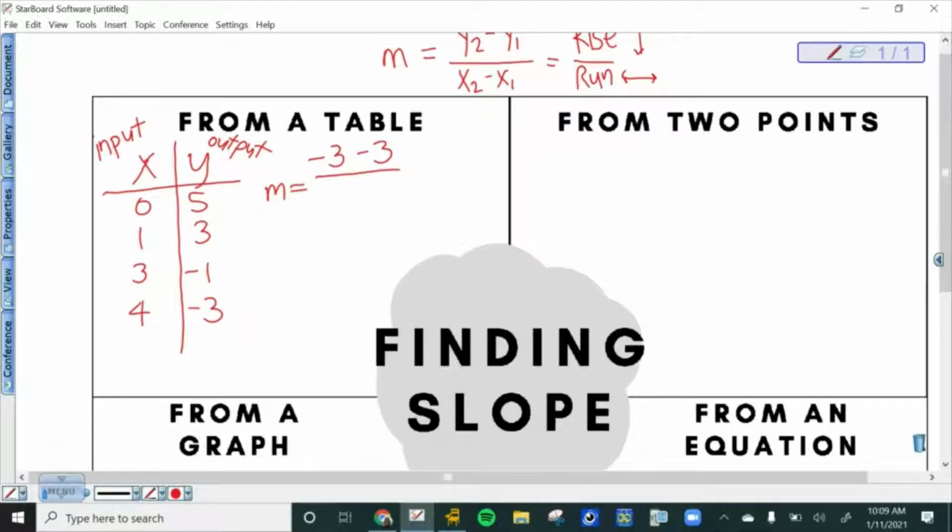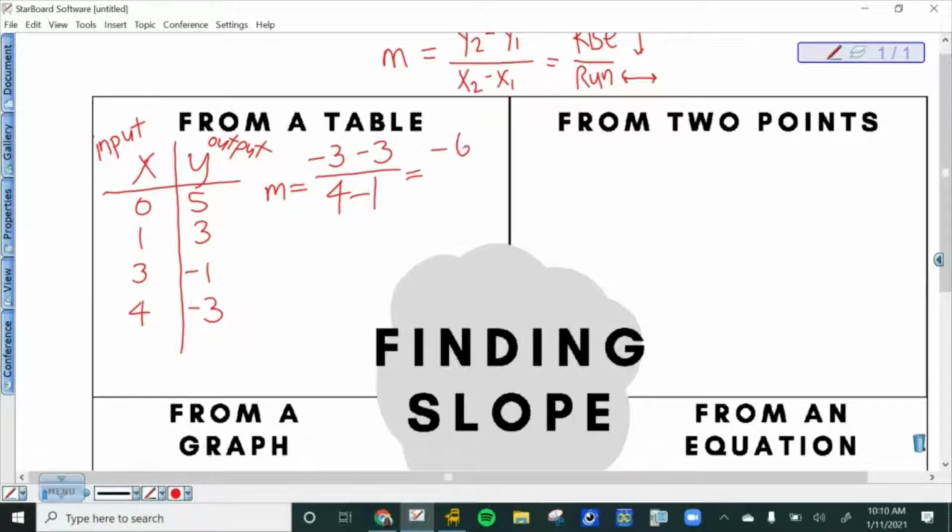What do I put in my denominator? What are the corresponding x values? Yeah, 4 and 1. And they need to go in this order. It has to be 4 first and then 1. Because first I wrote -3 minus 3. Okay? So 4 minus 1. Now what's -3 minus 3?